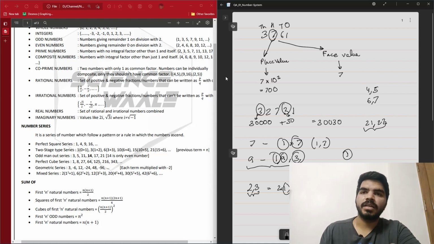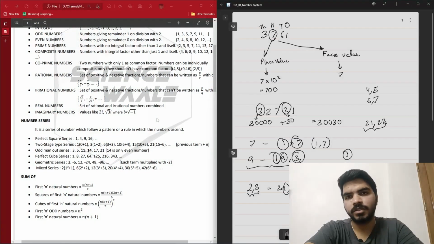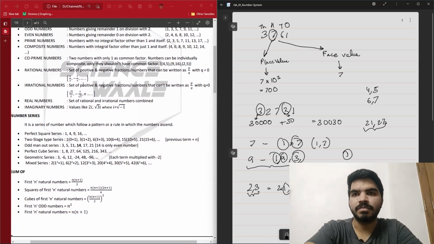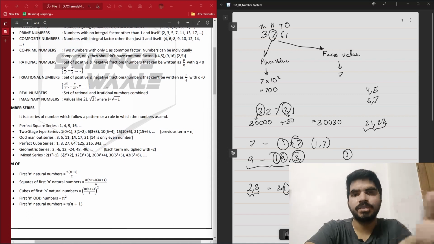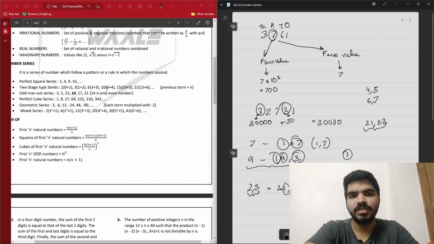Rational numbers, I guess most of you will always remember this theory: the P by Q form with Q not equal to 0, and 7 by 3 is an example. Irrational numbers have roots and cannot be expressed in P by Q form directly. We had a proof of this in class 10th as well.